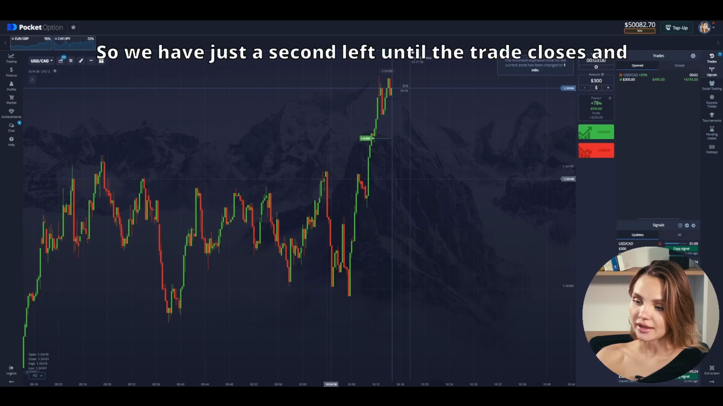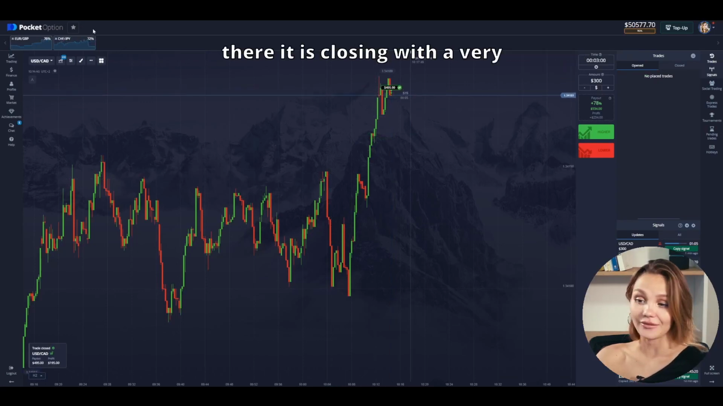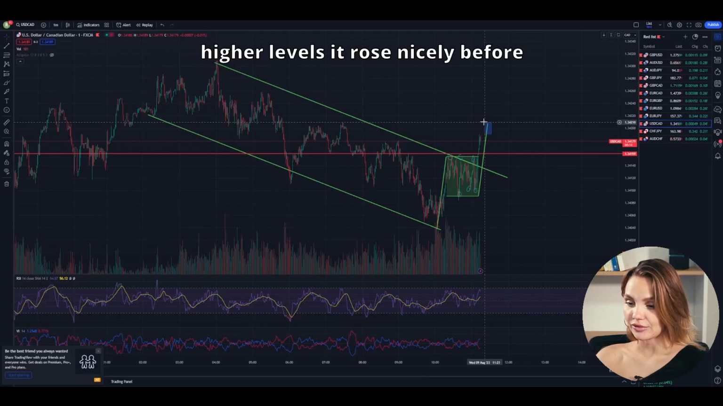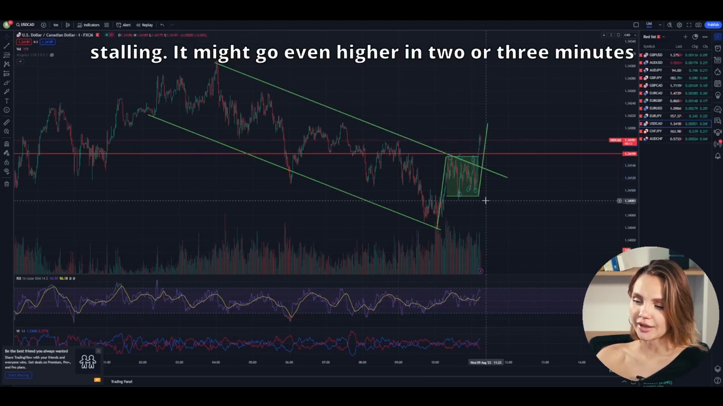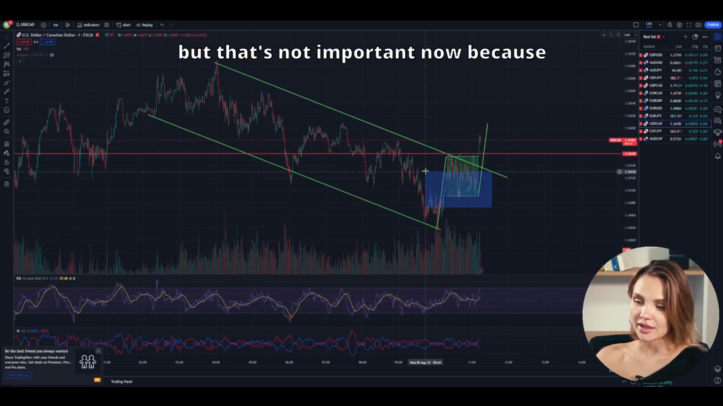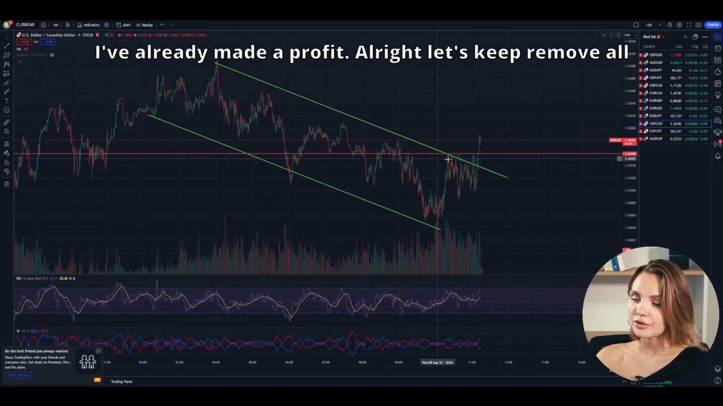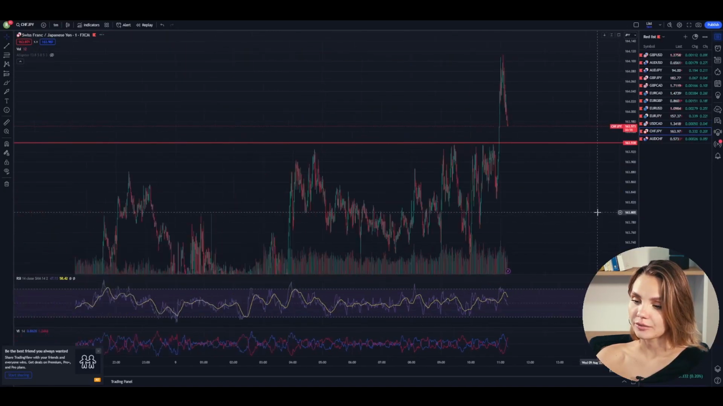So we have just a second left until the trade closes, and there it is, closing with a very confident profit. Although I expected the price to reach higher levels, it rose nicely before stalling. It might go even higher in 2 or 3 minutes, but that's not important now because I've already made a profit. Alright, let's remove all our lines and continue working.